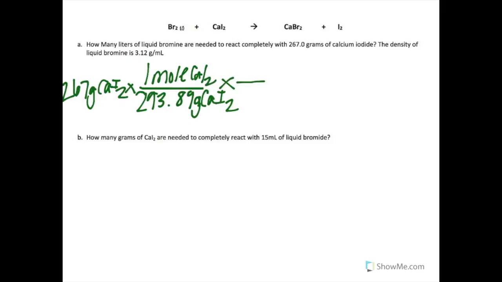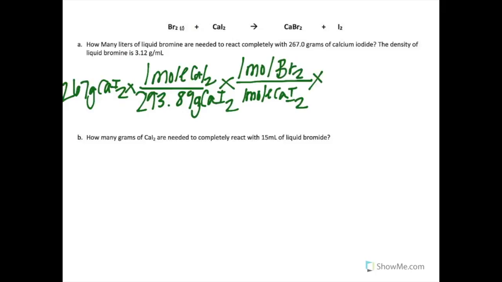Next, we want to go to the mole to mole ratio. So what we want goes on top and what we have on the bottom. So we have moles of calcium iodide. So 1 mole of calcium iodide. And what we want is the moles of liquid bromine. So on top, that is again 1 mole of Br2.